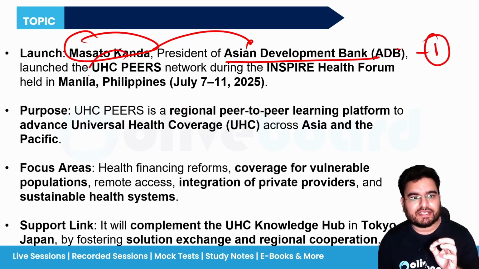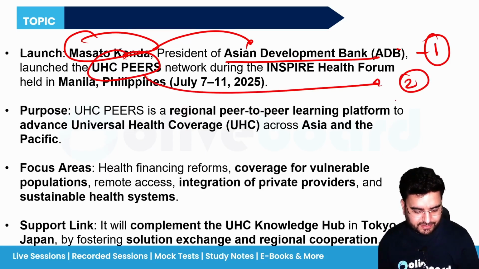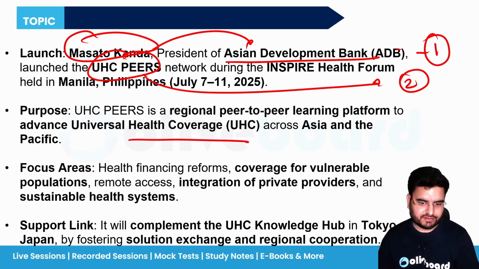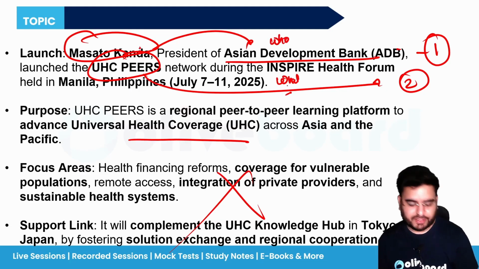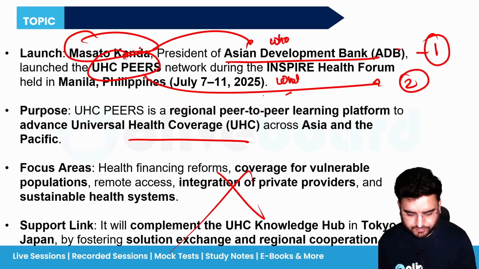Second, what have they launched? They have launched UHC Peers. Second keyword, you have to remember this, right? Clear? And they have launched what? A universal health coverage network for Asia and the Pacific region. The rest you don't have to remember anything. Clear? So the first fact, who and what, you have to remember in this particular news. Clear?